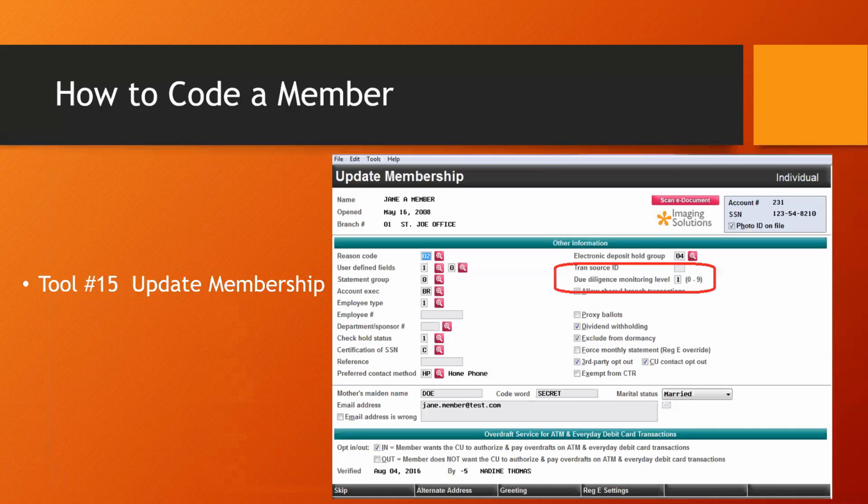Update member, tool number 15. I believe it's the second screen in. And this is where you're actually going to assign the due diligence code.